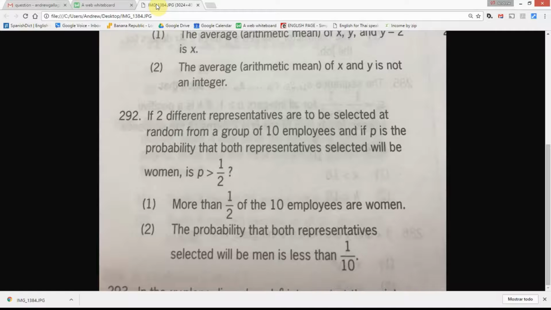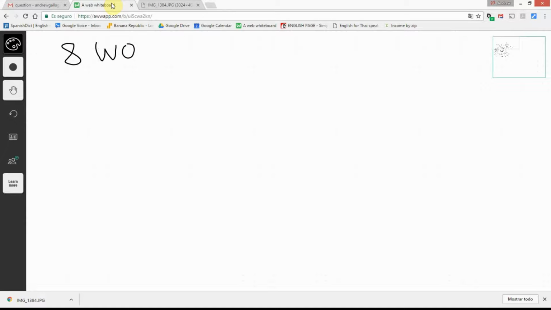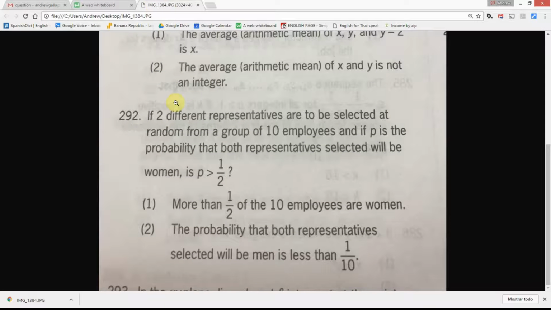So we know we need 8 women. We've determined up until now that you need 8 women. We need 8 women is the threshold. With fewer than 8 women, the probability that you'll get 2 women is less than 1/2. From 8 upwards, so 8 inclusive, you will have a probability that is greater than 1/2 that you will select 2 women. So now statement 2: the probability that both representatives selected will be men is less than 1/10.